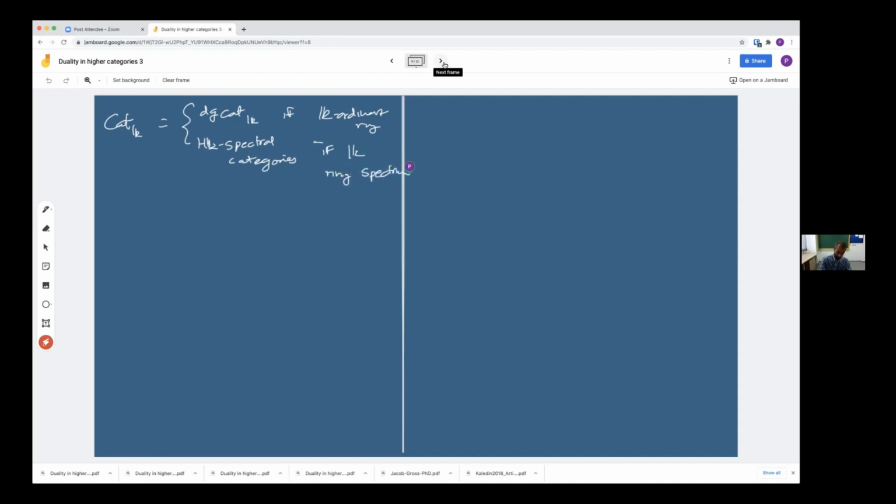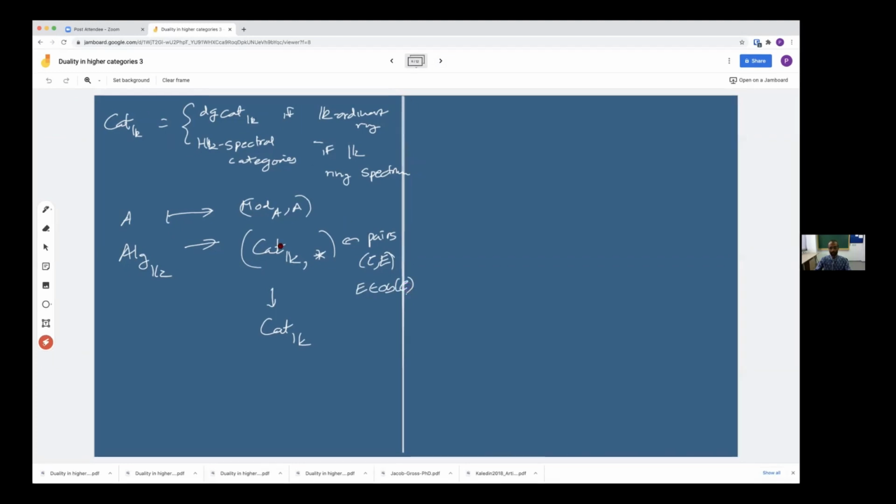So there's an adjunction, alg k to cat k. Well, let me write it like this. There's cat k star, which is pointed categories, and there's cat k, and there's a functor here which takes an algebra A to mod A together with the object A. So these are pairs C, E, with E belongs to objects of C. Okay, so these are pointed categories. And so I can go from algebras to pointed categories.